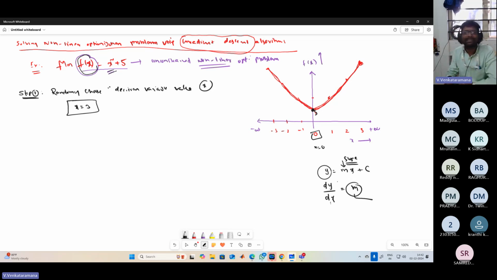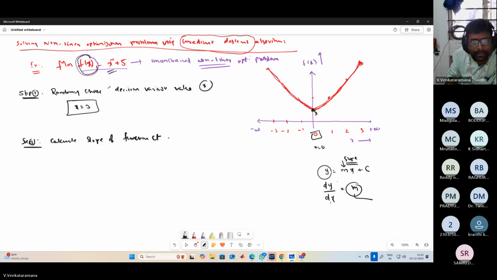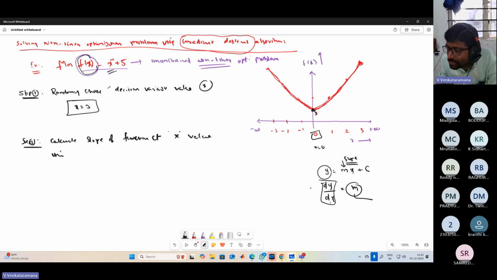So in the gradient descent algorithm also, your step 2 is to calculate the slope of the function at the x value you have chosen. At a given x value, how do you calculate the slope? Just using the gradient. This is called the gradient or first order derivative.